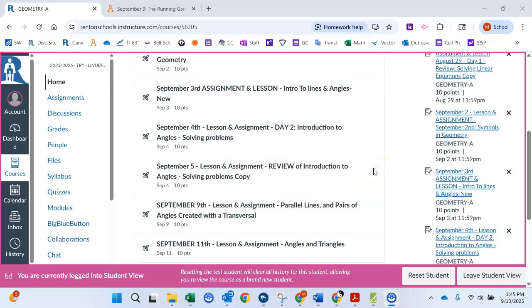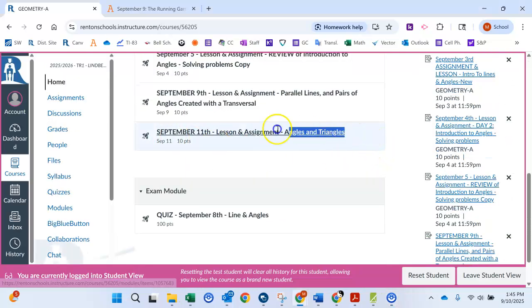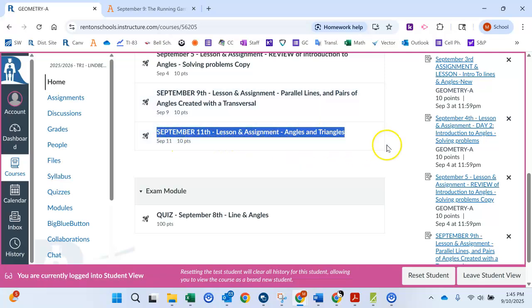Hello, today we are going to do this assignment here, September 11th. Lesson assigned, angles and triangles. So go ahead and click on that.